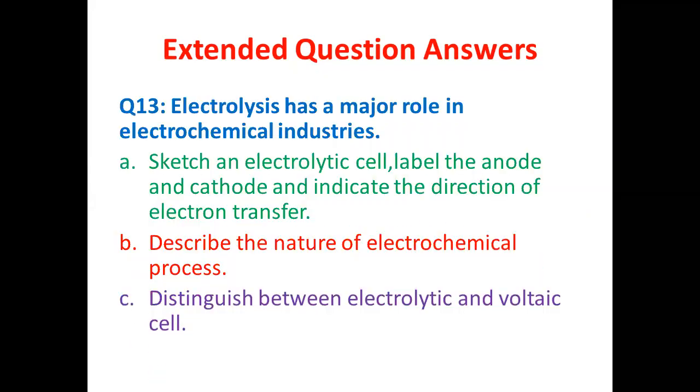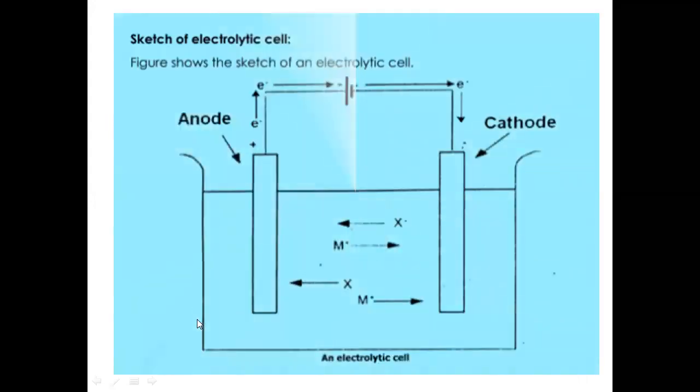Electrolysis has a major role in electrochemical industries. Sketch an electrolytic cell, label the anode and cathode, and indicate the direction of electron transfer. B part is describe the nature of electrochemical process. C part is distinguish between electrolytic and voltaic cell. Let us do the first part, that is we have to sketch an electrolytic cell.